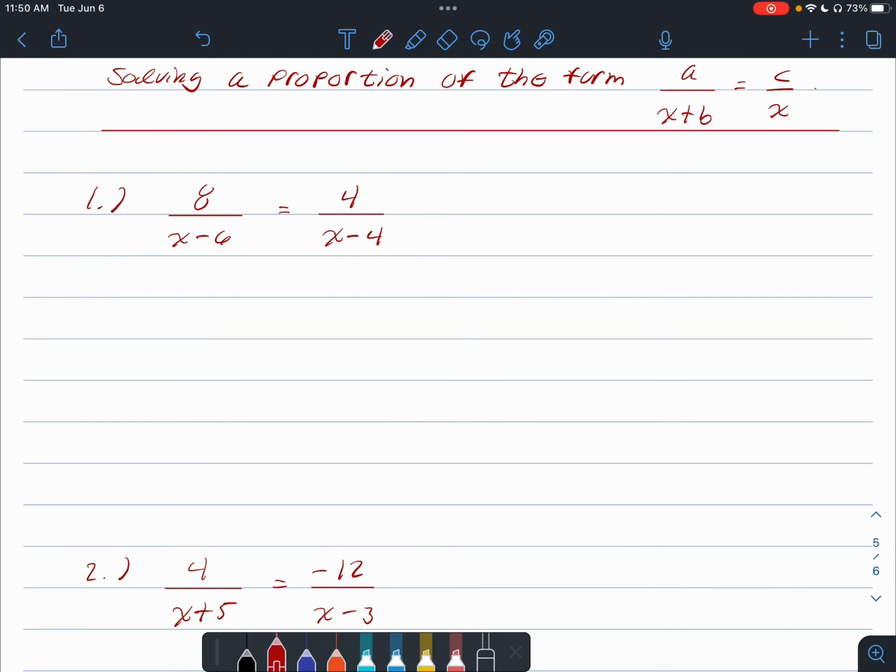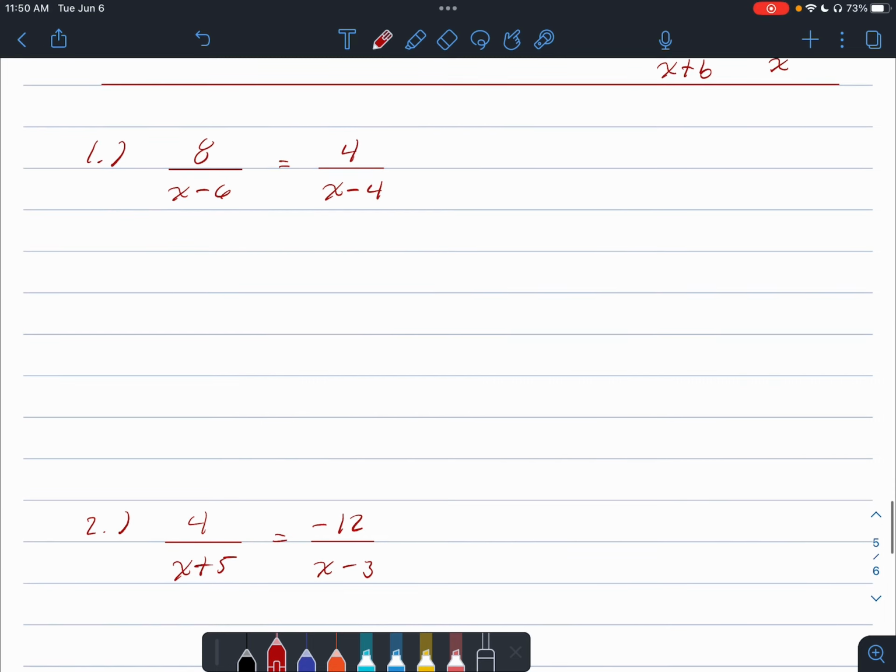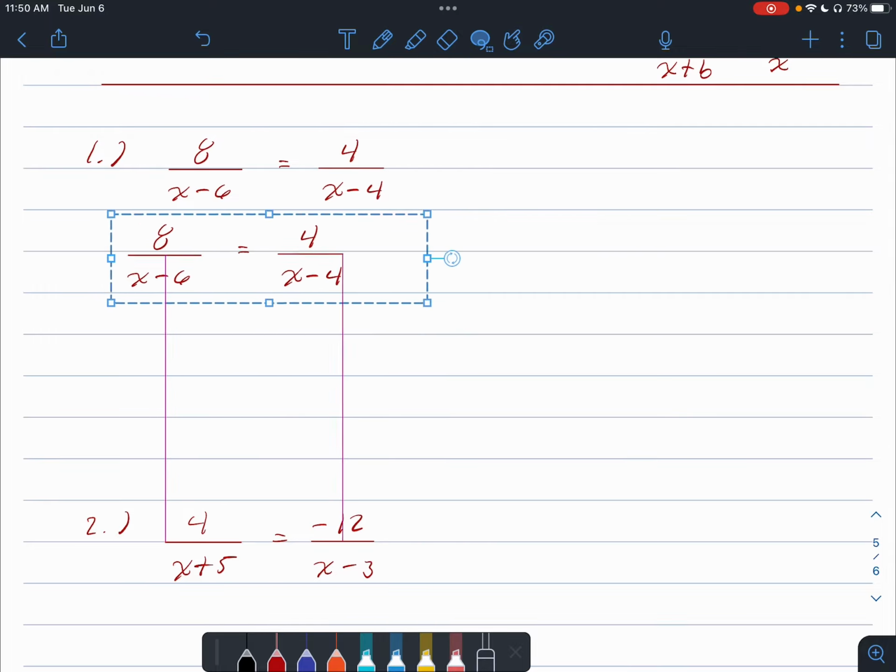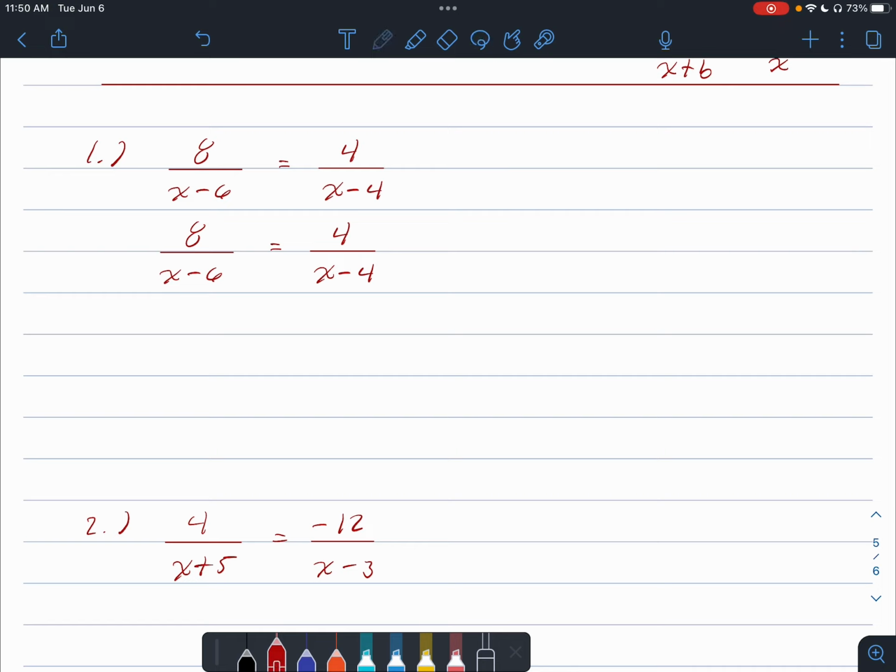So here, the first example we're given, we have 8 over x minus 6 is equal to 4 over x minus 4. Now our goal here is we want to see if we can isolate x all by itself on one side of the equation. Okay, let's copy this, since we're going to be doing some manipulation here.